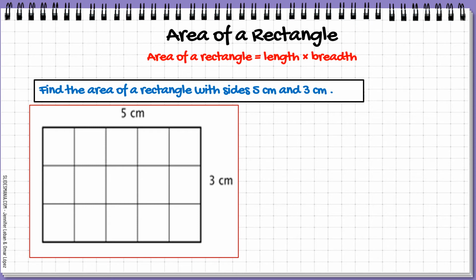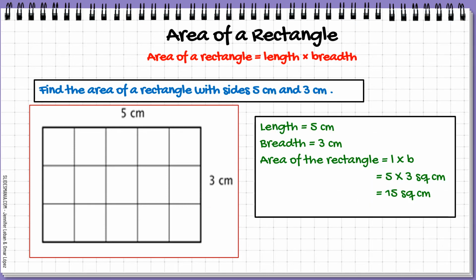So let's solve a question using the formula. The question is, find the area of a rectangle with side 5 centimeter and 3 centimeter. Now you look at it, 5 centimeter is longer and 3 centimeter is shorter. So what will I do? I'll take one side as length and the other side as breadth. So the length here is 5 centimeter and the breadth is 3 centimeter.